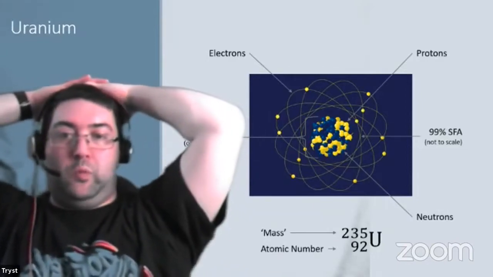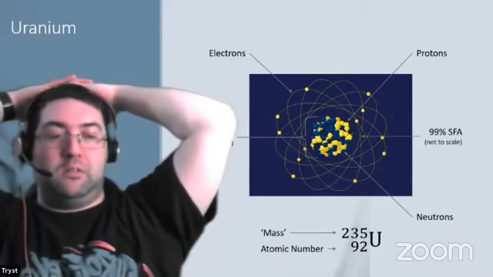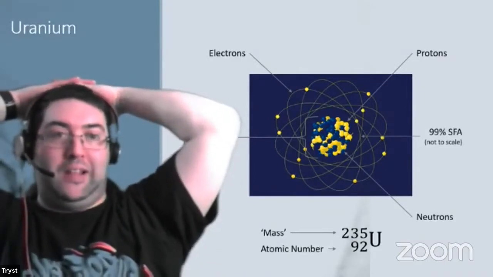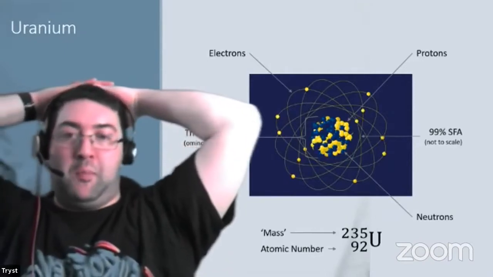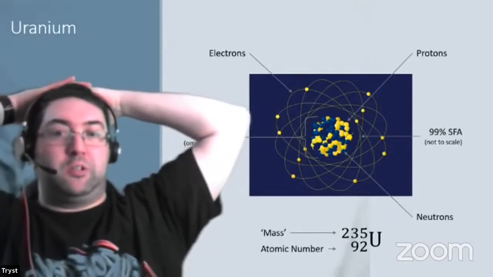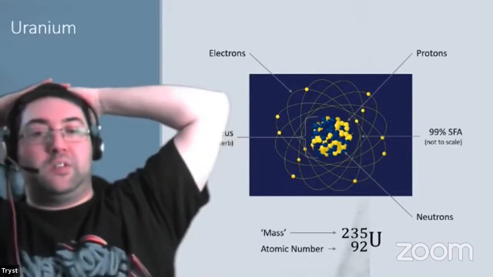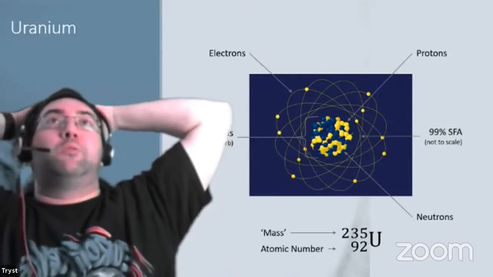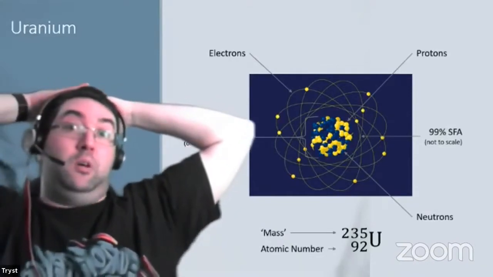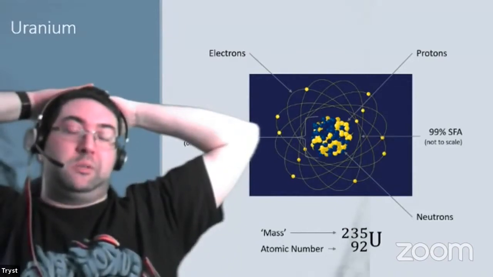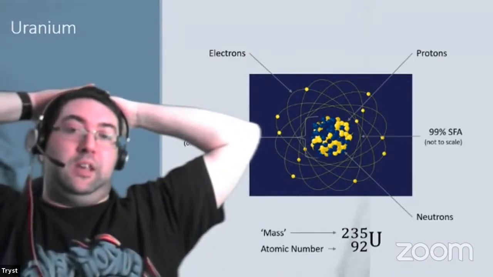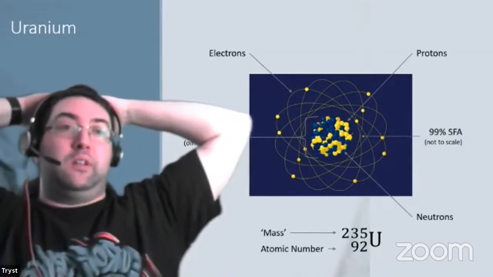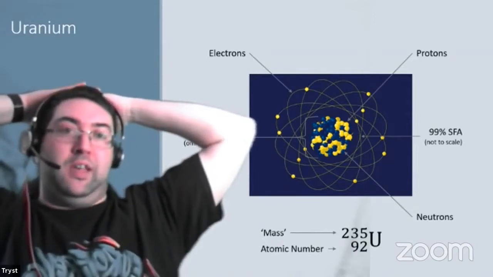When you see elements written down, you tend to see them written in the form of one or more letters that represent the element, a mass number, which is the sum of the protons and the neutrons, and an atomic number, which is the quantity of protons. So to get the number of neutrons, which is important for what we're about to talk about in relation to isotopes, you would subtract the atomic number from the mass number. The atomic number is important because it generally governs the chemical properties of the element.